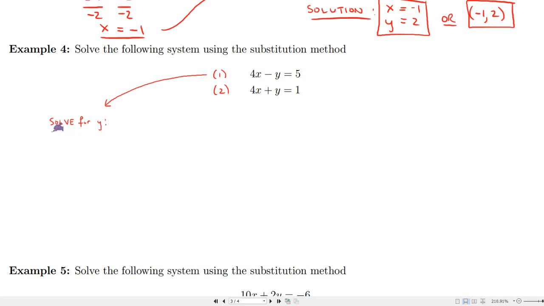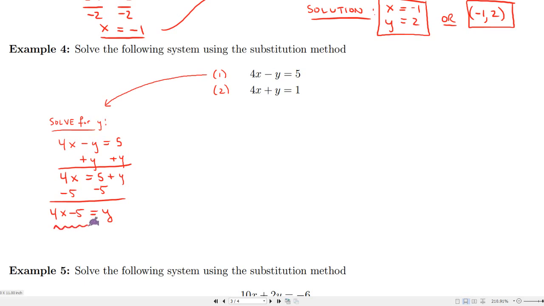Again, that's arbitrary, but what do we have? 4x minus y is equal to 5. All I have to do is, couldn't I just bring the y over here and subtract 5? And so I'll have 4x minus 5 is equal to y. So here is my substituting equation, and now we'll substitute into equation 2.